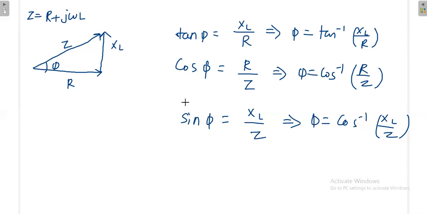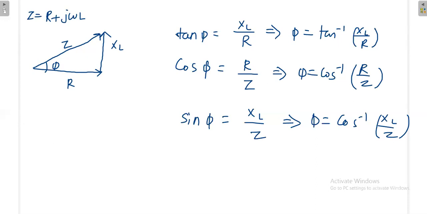That's why you should finally know this triangle diagram, and how to draw the triangle once you know the impedance value. Okay, that's one way. Next, power factor.